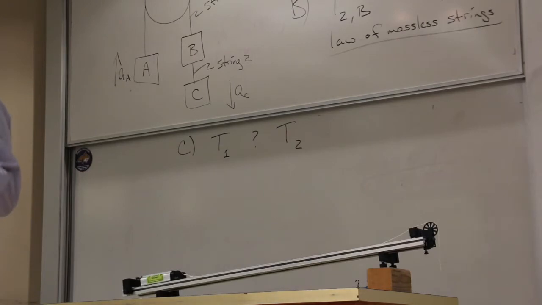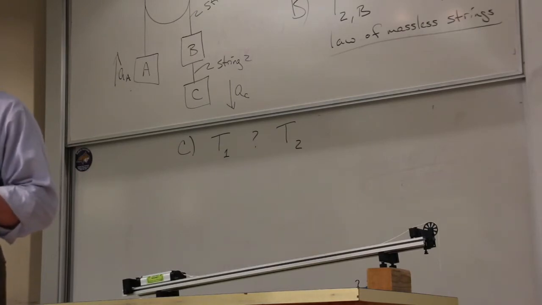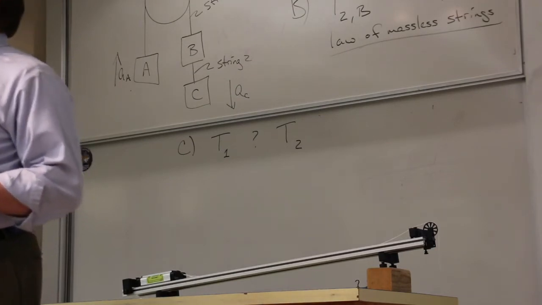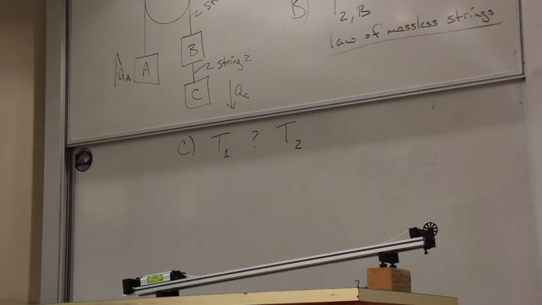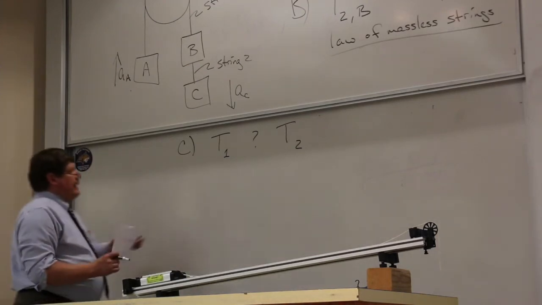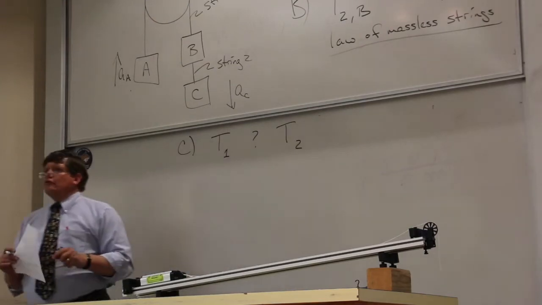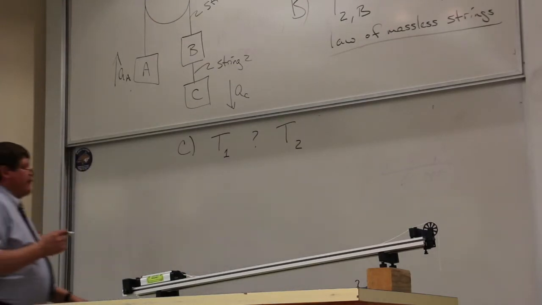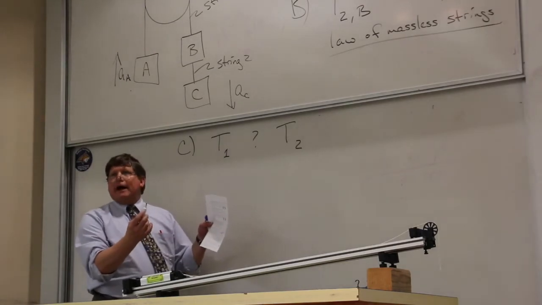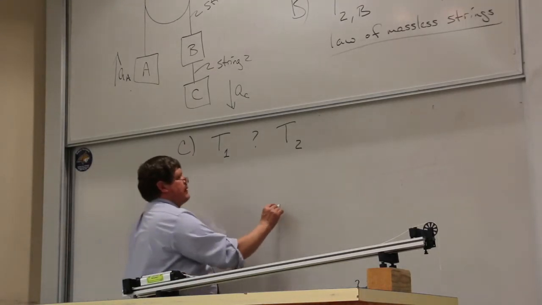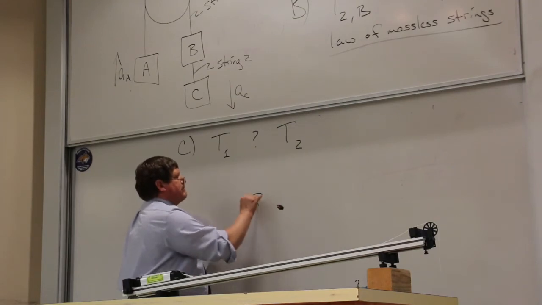Now, when you're defending an answer in a dynamics problem, what you do is you draw a free body diagram and then you point intelligently at it. Let me show you how to do that. I'm comparing tension 1 to tension 2. Usually the first thing you try is to find some free body diagram that has both of those forces in it. Well, that would be a free body diagram for B.